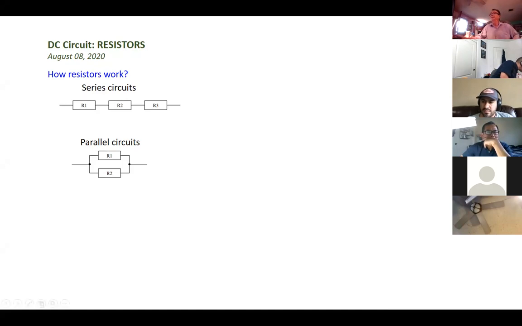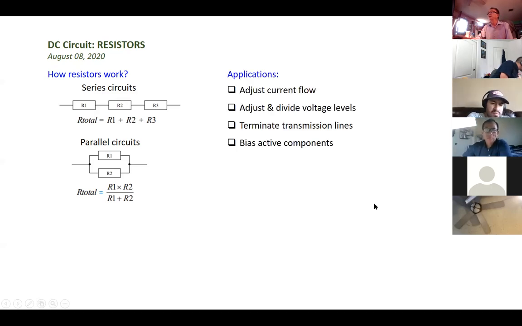So they're talking about resistors here. Series resistors: R1 plus R2 plus R3, and so on. And if you have only two resistors in parallel, then R total will be R1 times R2 divided by R1 plus R2. Okay? The applications for the resistor are to adjust the current flow, divide the voltage level, terminate the transmission line, and bias an active component.